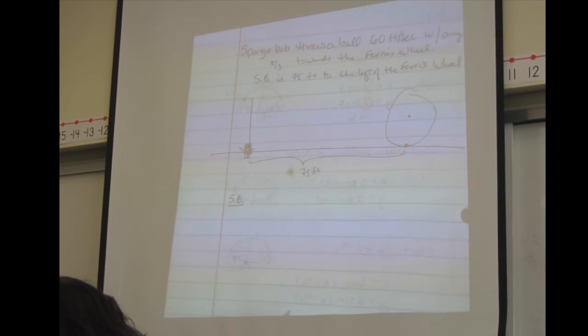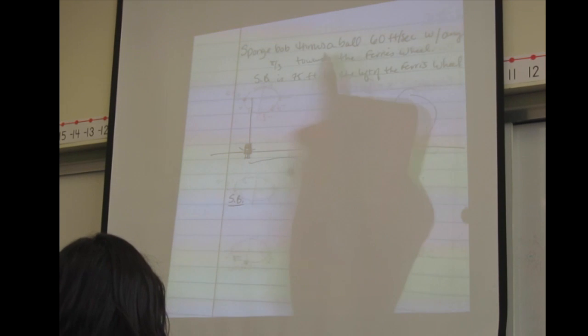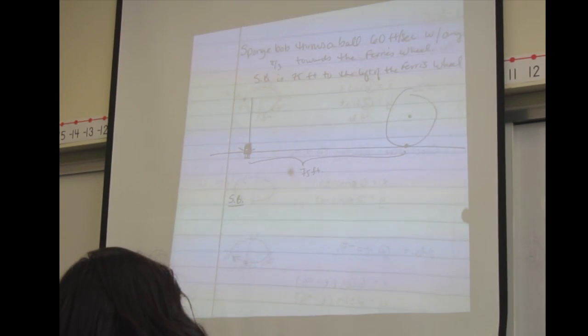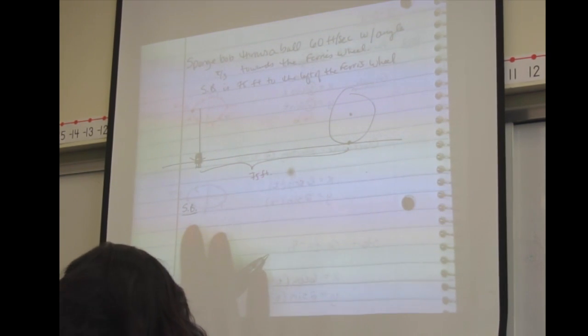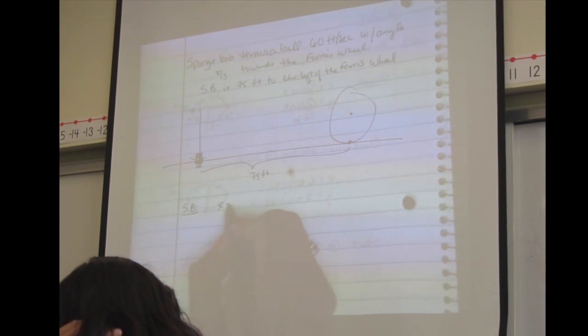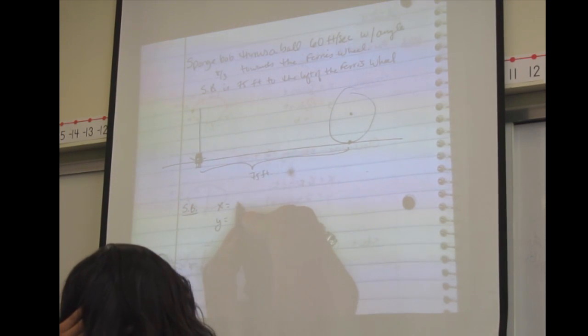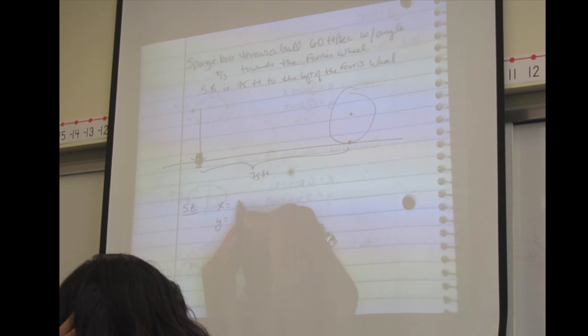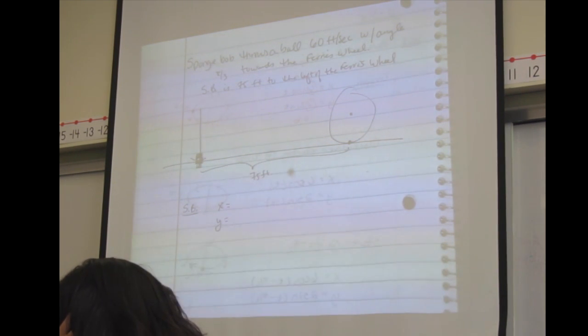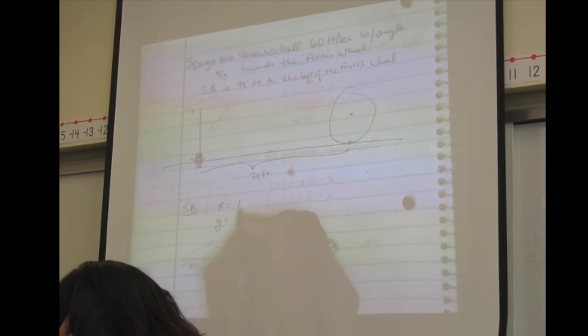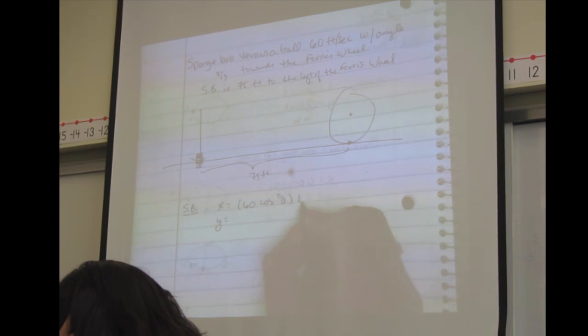Give me the equations for SpongeBob. For the ball. Oh, he's throwing himself. X equals 60 cosine pi over 3 times T. 60 cosine pi over 3 times T.